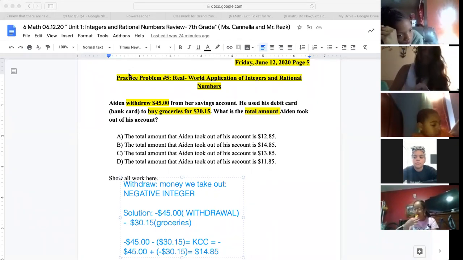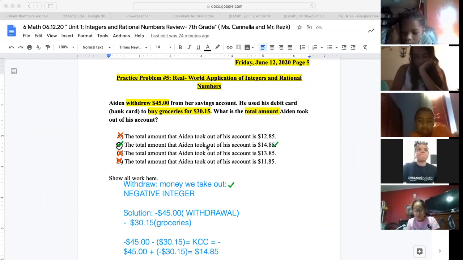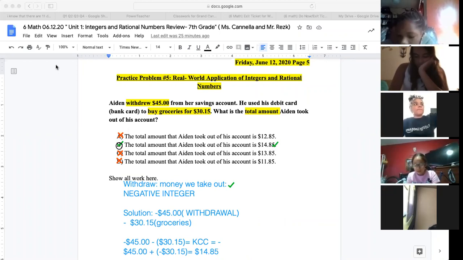Therefore, we know that it's not $11, it's not $13, and it's not $12. Therefore, we know that our correct answer has to be B. This is the correct answer, $14.85. Now, what we want to do is physically check it. So we want to check our work, so we're going to write check.